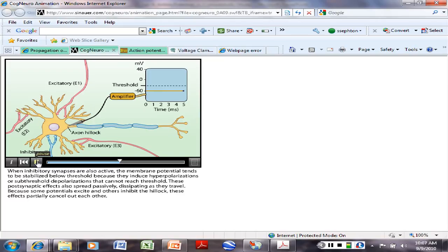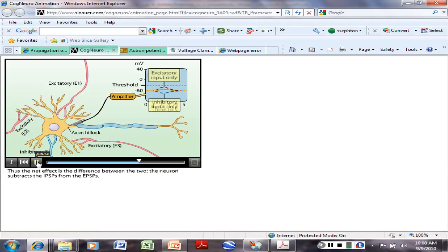To be stabilized below threshold, because they induce hyperpolarizations or subthreshold depolarizations that cannot reach threshold. These postsynaptic effects also spread passively, dissipating as they travel. Because some potentials excite and others inhibit the hillock, these effects partially cancel out each other. Thus, the net effect is the difference between the two. The neuron subtracts the IPSPs from the EPSPs.